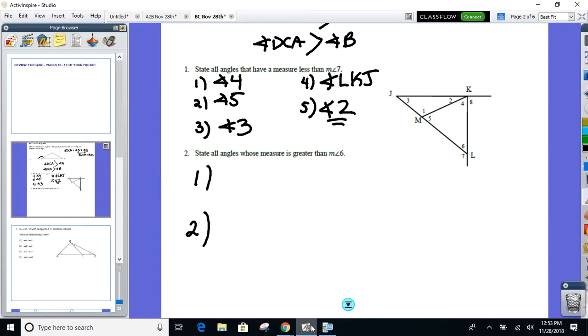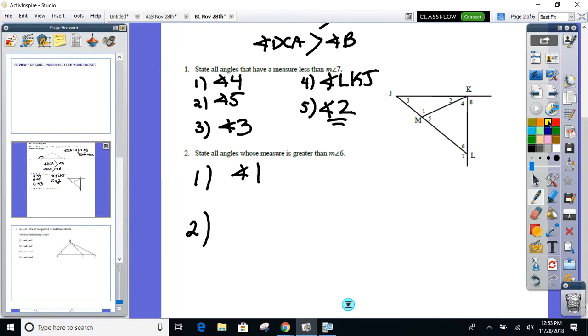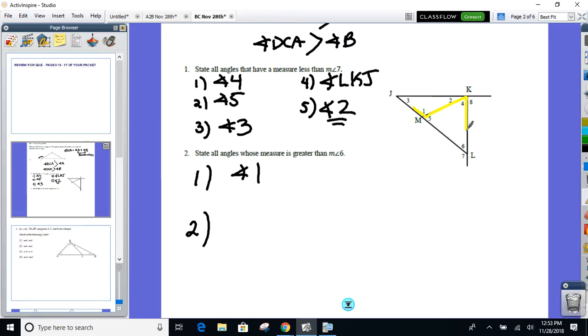Number 6. Find an angle that's bigger than 6. Angle 1, yep. I want to make sure, just in case there's people out there. Here's angle 6. Take a look. Angle 1 is an exterior angle for the triangle where 6 is a remote interior. Everyone see that? There's 1 exterior. 6 would be a remote interior, so 1's bigger.